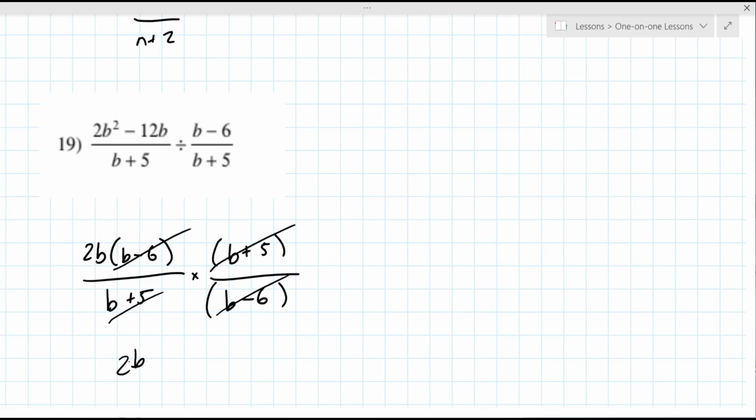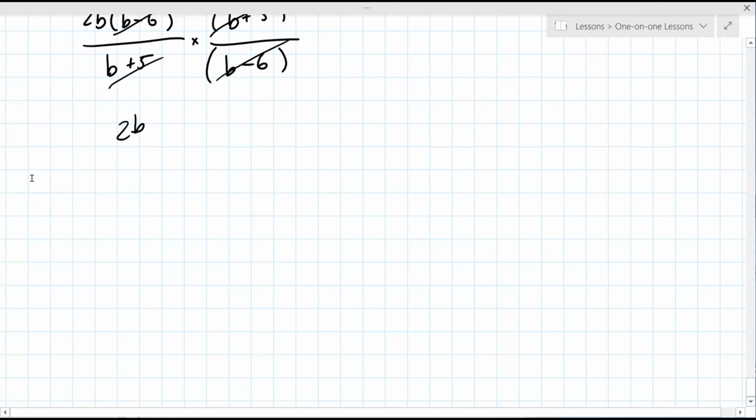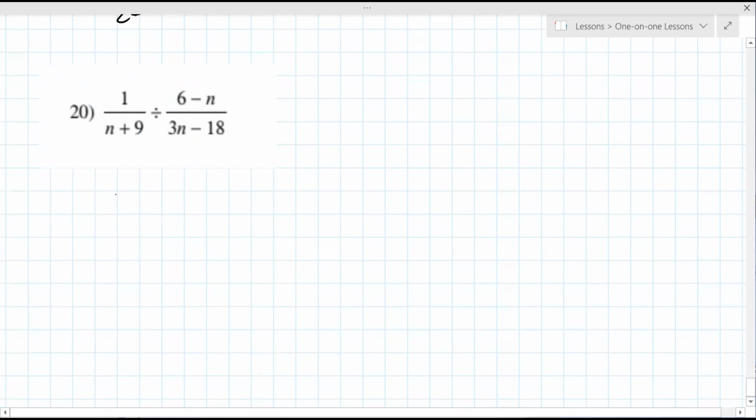3n times 3 times 3 times n minus 6. Can I not simplify this one? We're talking about 20? Yeah, because you can't. There's a small little wrinkle in this one, which we haven't covered yet, which is factoring out negatives. It's really not difficult, but you've got to know what to do.